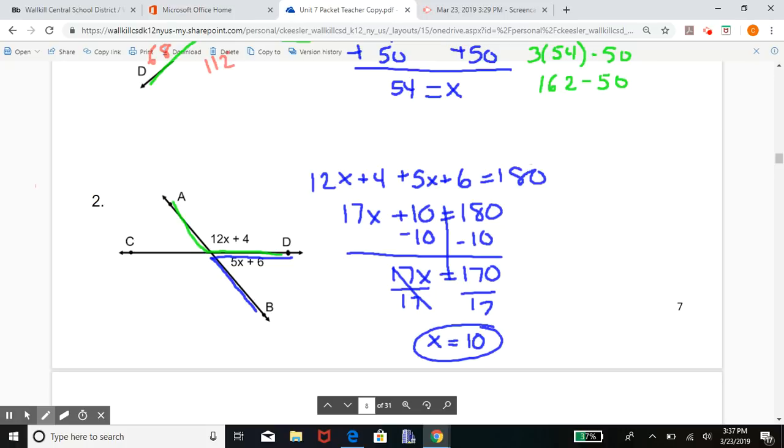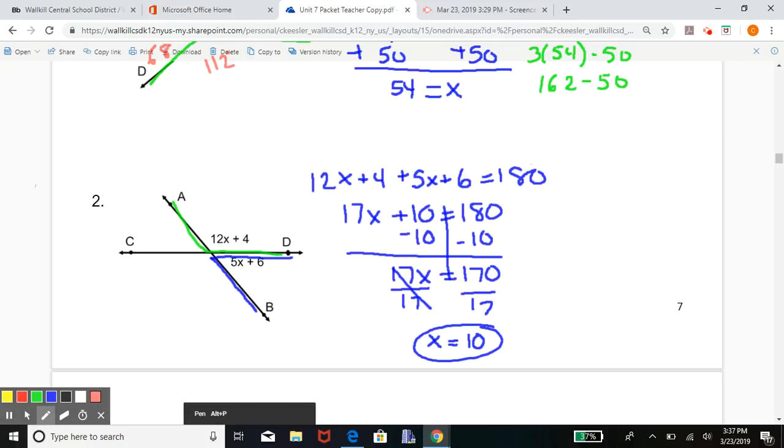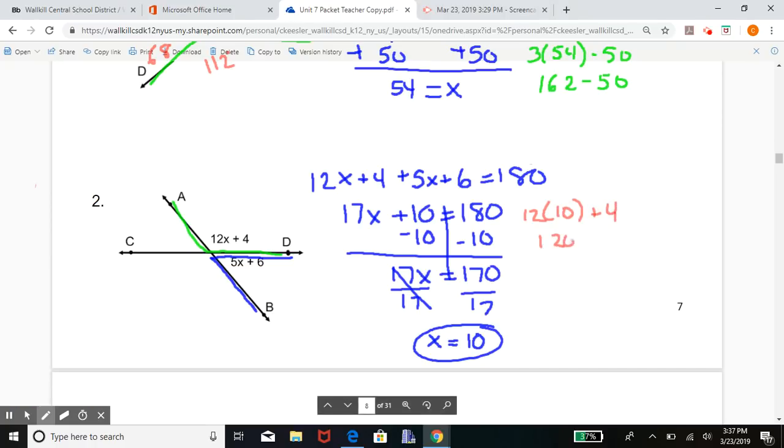Now we plug that in, we get our angle measures. So we have 12 times 10 plus 4 is 120 plus 4, which is 124 degrees. Now remember, these were supplementary to begin with, so when I plug it into the next one, I'm not going to get the same angle. So we have 5 times 10 plus 6, which is 50 plus 6, or 56 degrees. And I know I'm right because if I add 124 and 56, I do get 180.